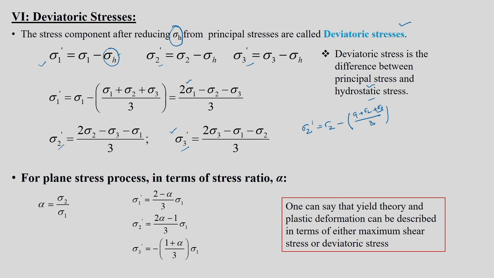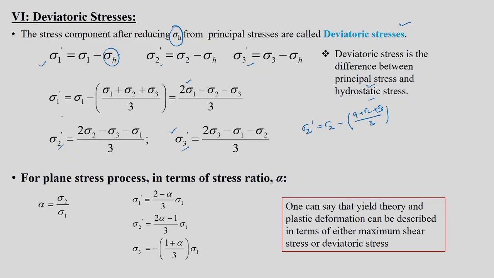Fine. So this will also help you to solve the problems. Given a stress tensor, find principal stresses, then you know how to get sigma H, or you can directly use this formula to get sigma 1 dash, 2 dash, 3 dash. Otherwise, you can use this formula to get sigma 1 dash, 2 dash and 3 dash, which will give you the principal stresses, deviatoric stresses and the hydrostatic part.